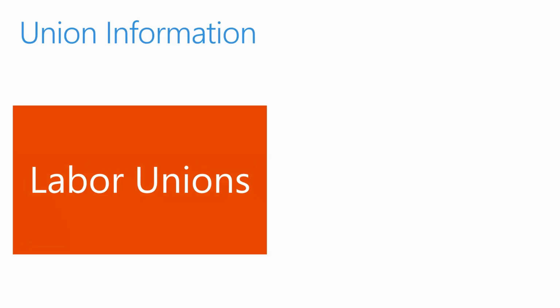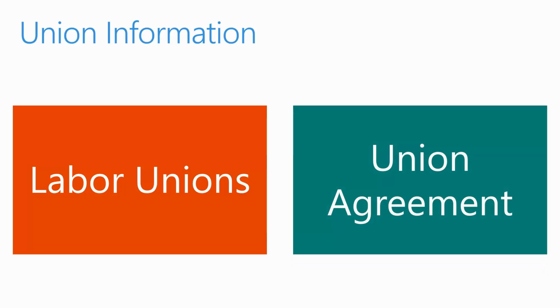And finally, we have union information. We have labor unions that we can set up. They will list labor unions such as the Forklift Drivers of America, United Consultants of America, maybe Teamsters, or whatever else there could be. And then we have union agreements. This will list the details of specific agreements with labor unions. It includes a FastTab for the agreement details and any notes related to those agreements.